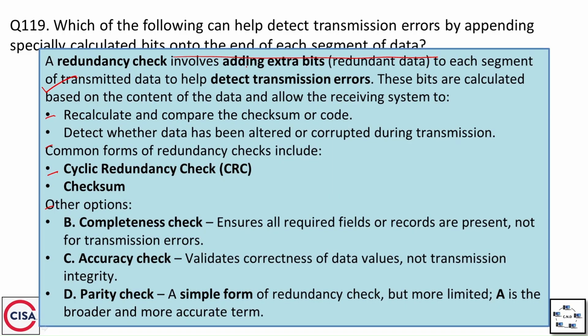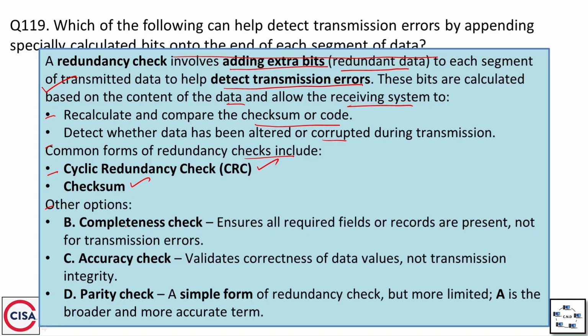So a redundancy check involves adding extra bits, that is redundant data, to each segment of transmitted data to help detect transmission errors. These bits are calculated based on the content of the data and allow the receiving system to recalculate and compare the checksum or code, and detect whether data has been altered or corrupted during transmission. Common forms of redundancy checks include cyclic redundancy check or CRC and checksum.